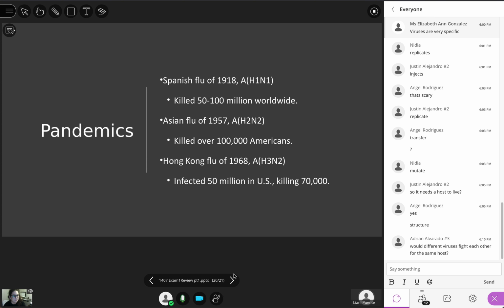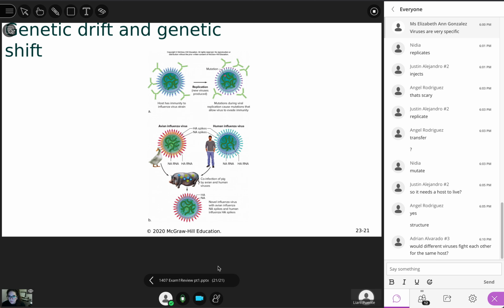Can different viruses fight each other for the same host? Like we said, viruses are super specific, so they only attack certain parts or certain specific cells. COVID-19 targets the lungs, so other viruses would probably target different parts of the body. But you can definitely have different viruses within one body. Another common one is HIV, right? HIV is an immune one. It affects your immune system.